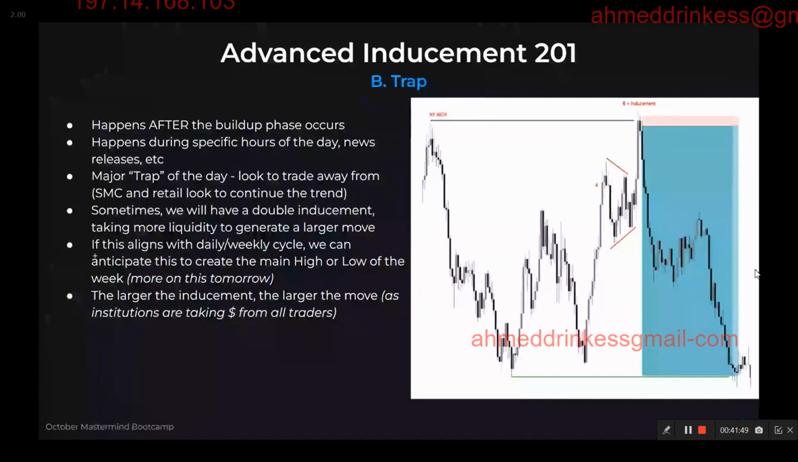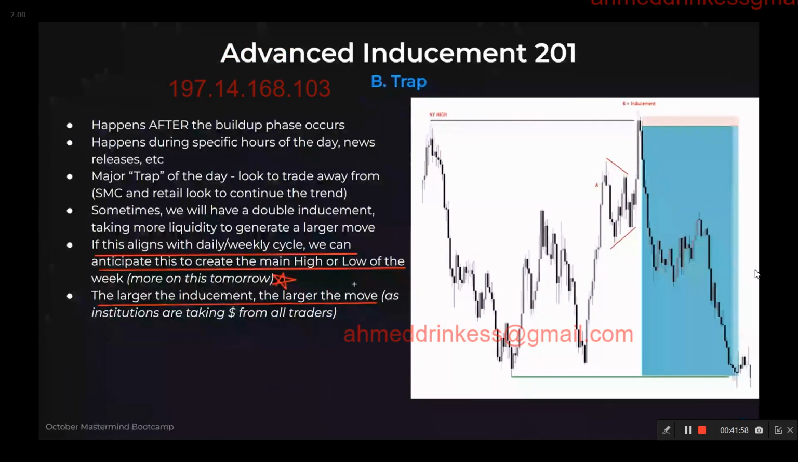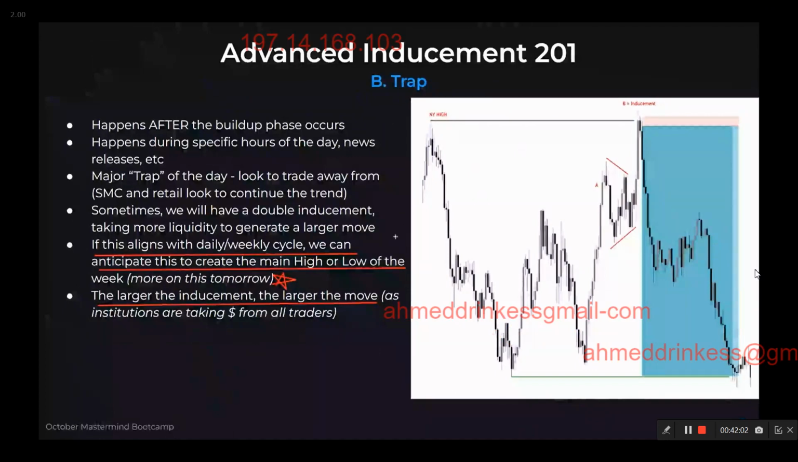If your trap aligns with the daily and weekly cycle scenarios, we can anticipate this to create the main high or low of the week. You guys will be learning more on this next weekend. And remember, the larger the inducement, the larger the move. Institutions are taking money from all types of traders, right? The larger the inducement, the larger the move. Specifically, the inducements we can anticipate the largest moves from are going to be those major inducements.